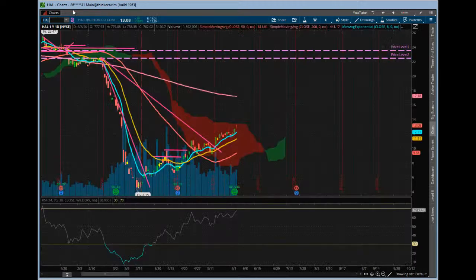Yeah, nice pause day today. Could be a doji sandwich out of the cloud tomorrow. So that would be good.